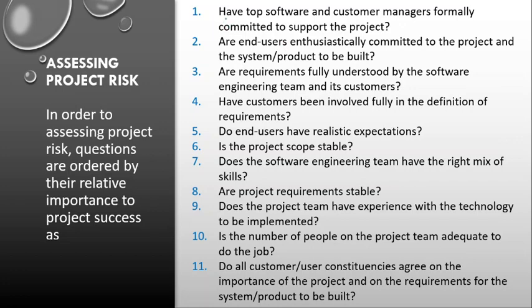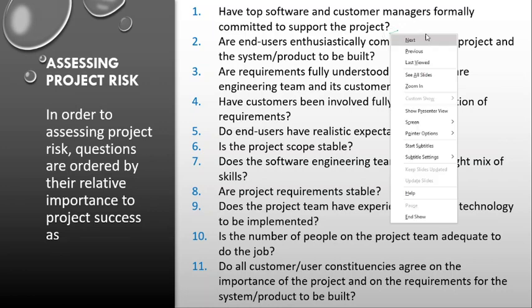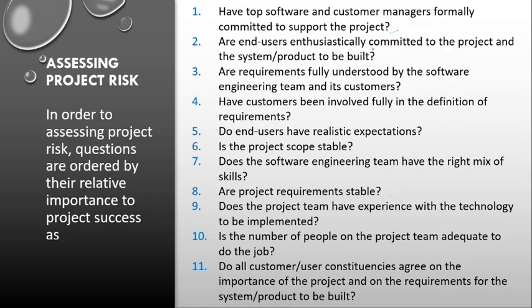The most commonly asked questions for assessing the project risk are: Have top software and the customer managers formally committed to support the project? Okay, they are committed. Are they ready to support the project? Yes. Are the end users enthusiastically communicating about the project and the system or the product to be built? If they do not communicate it, then we may have certain risk.